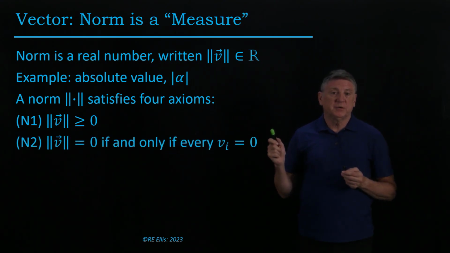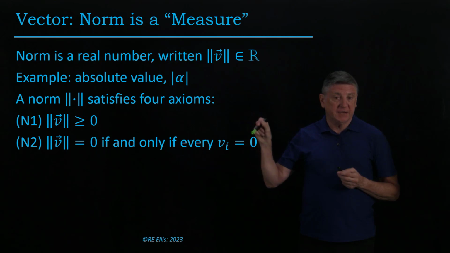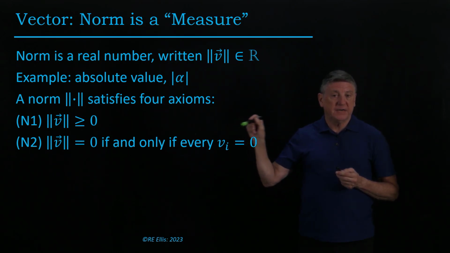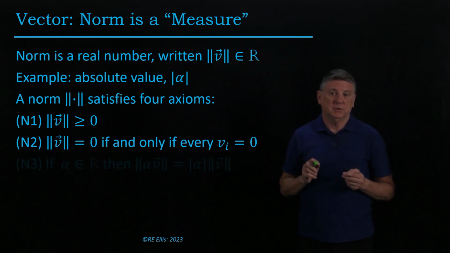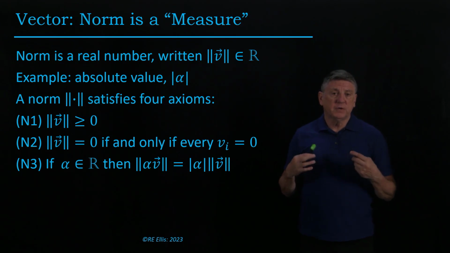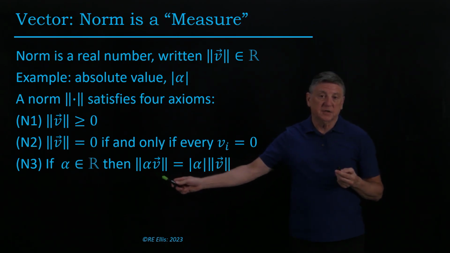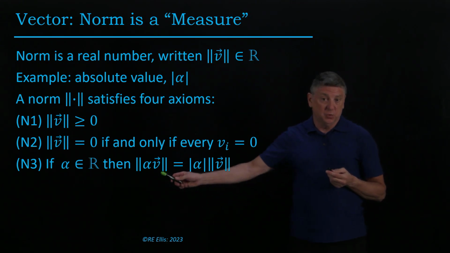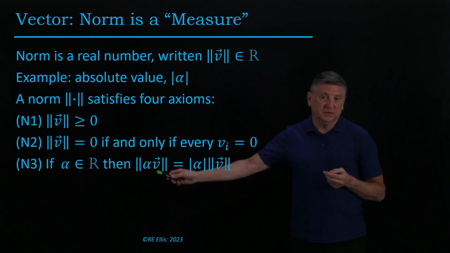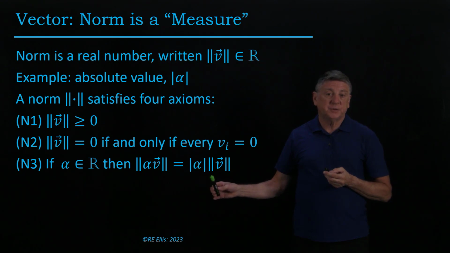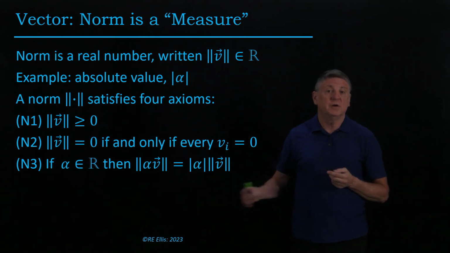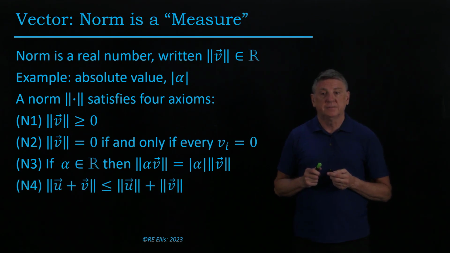A norm is 0 if and only if every entry is 0. What that means is if the norm is 0, then every entry is 0, and if every entry is 0, then the norm is 0. If we have a real number and we use that real number to scale our vector, and take the norm of that scaled vector, then that has to exactly equal the norm of the vector times the absolute value of that real number that we're using to scale.